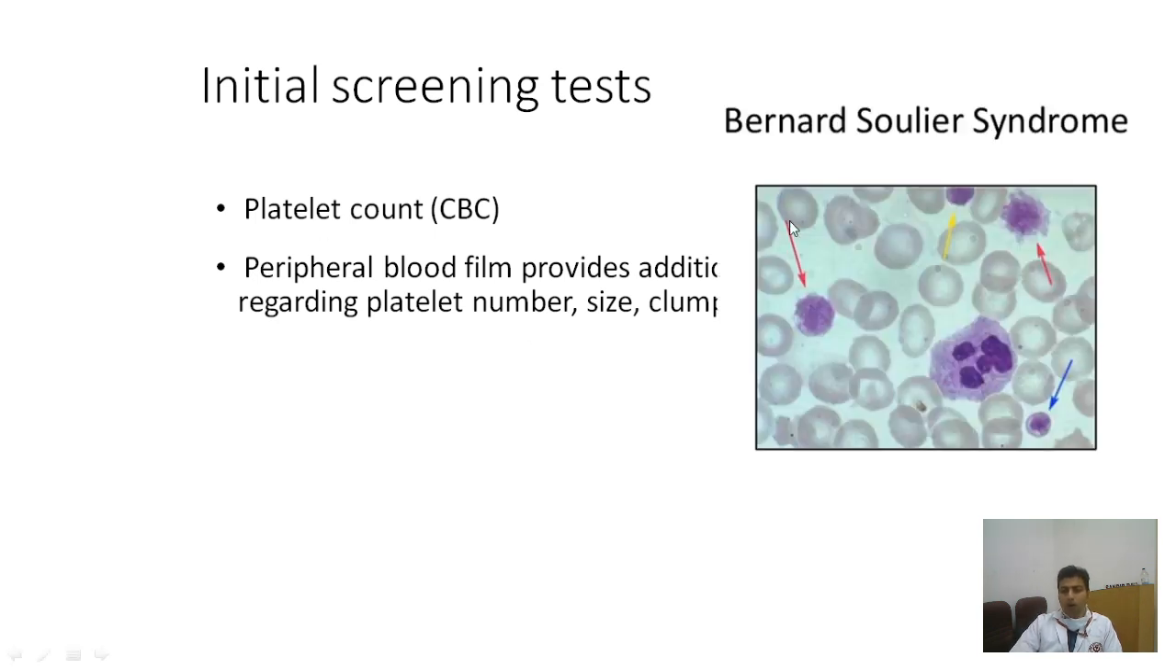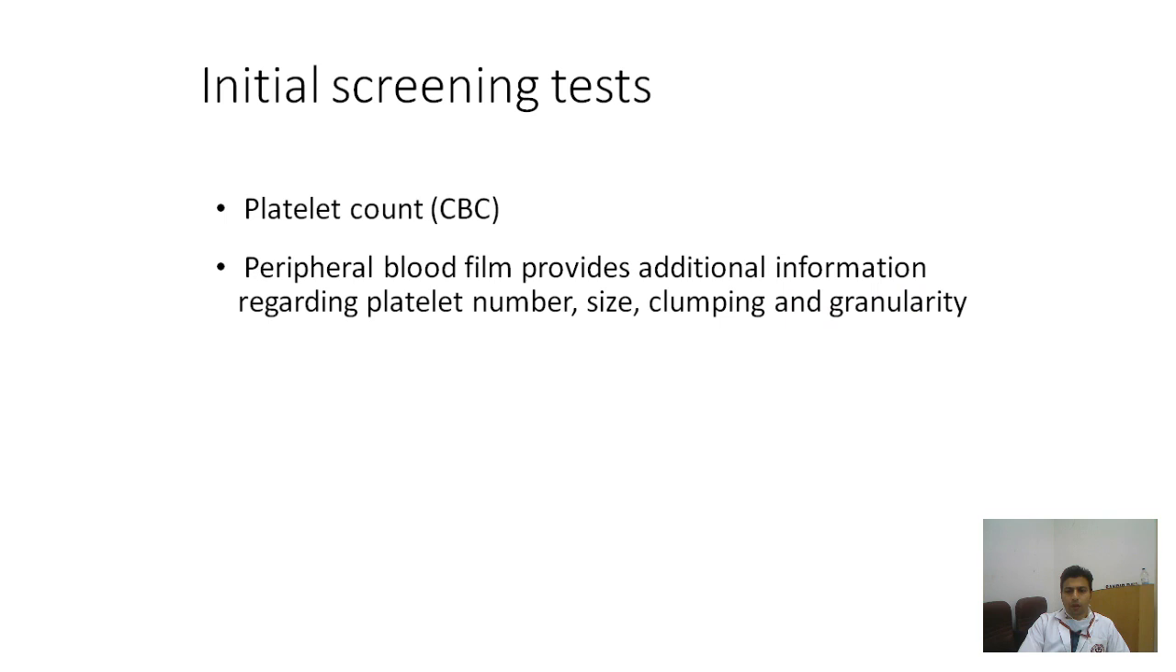Here you can find large platelets. There are a group of disorders in which you find large platelets, such as Bernard-Soulier syndrome. Normally the small lymphocyte is about 7 micrometers, and here we can see the platelet size is much larger than that. It's about the size of the RBC. In this there is a qualitative defect in the platelet function, and it leads to bleeding.